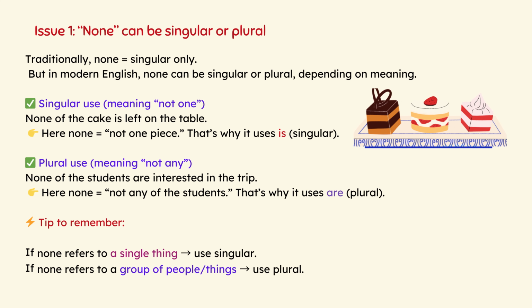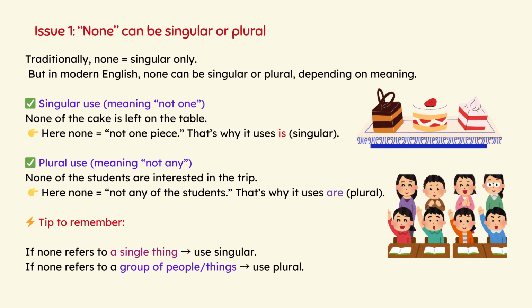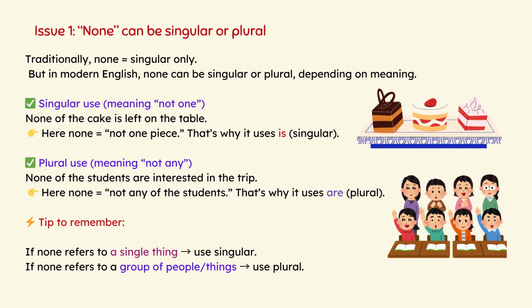Let us look at a common confusion with the indefinite pronoun none. Traditionally, none was considered singular only, but in modern English, none can be singular or plural, depending on its meaning. Singular use, meaning not one. None of the cake is left on the table. Here, none means not one piece, so we use is, singular.